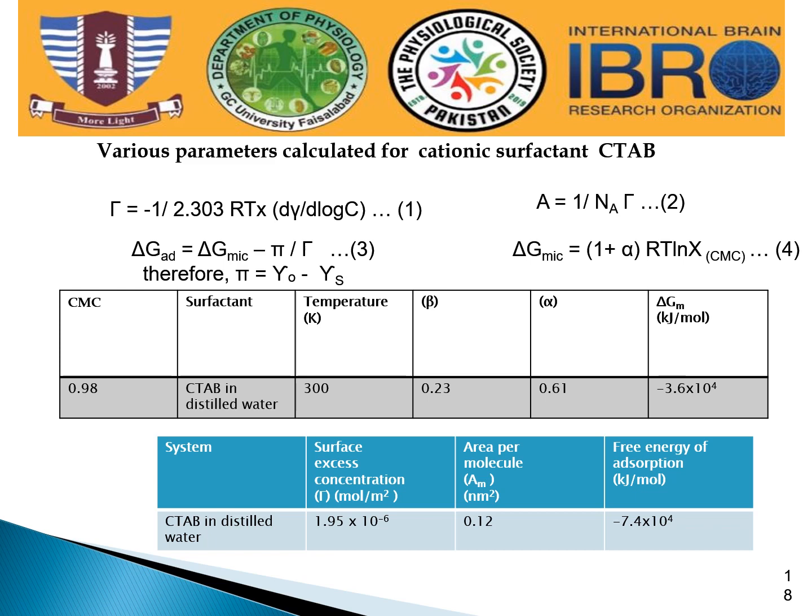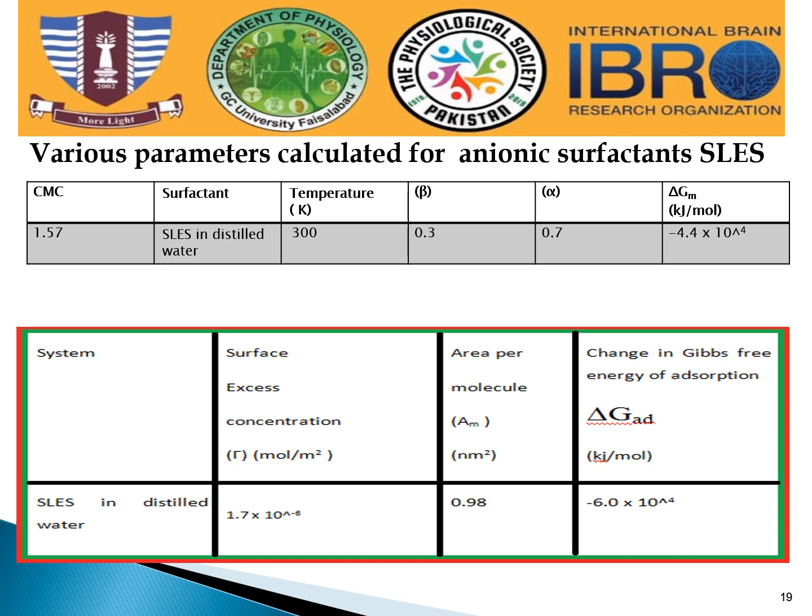For CTAB in distilled water, we calculated surface excess concentration, area per molecule and free energy of adsorption, and the value is also negative, which shows that the process is favorable. Similarly, different parameters are calculated for the anionic surfactant system, SLES. Here the CMC is calculated as 1.57 millimolar, the degree of ionization is 0.3, whereas the degree of counterion binding is 0.7. We calculated the Gibbs energy of micellization as 0.44, which is negative, and this shows that the process is thermodynamically favorable.